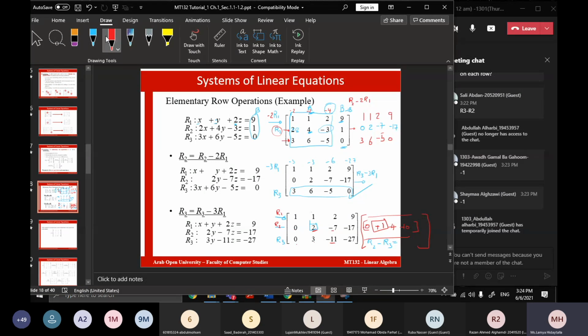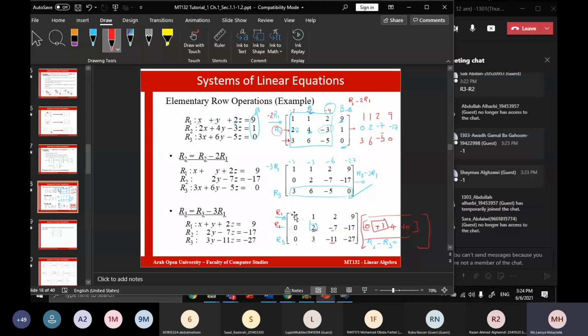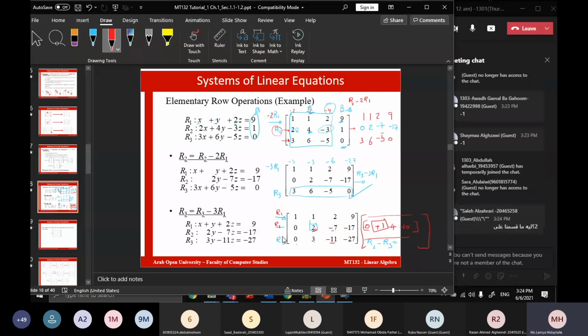So always, when you change these, where you found the first leading one for the first row and all the others are zeros, when you're going for R2, make sure not to change this. And also when you're finding the leading one for the third row, don't change what you did before.